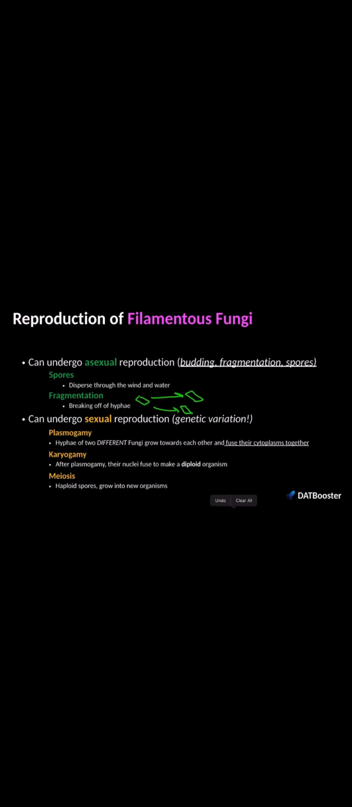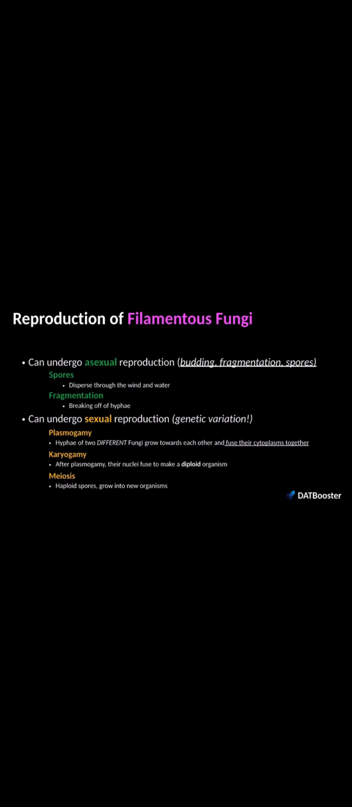Alright, cool. Now we get to sexual reproduction of filamentous fungi. So why do organisms reproduce sexually? Well, it's because of genetic variation, right? You want your next generation to be at a higher fitness level. We're going to look at this in the next slide, but sexual reproduction involves two unique individuals and not just one, like asexual reproduction. Here's a few terms you might see involving sexual reproduction of filamentous fungi.